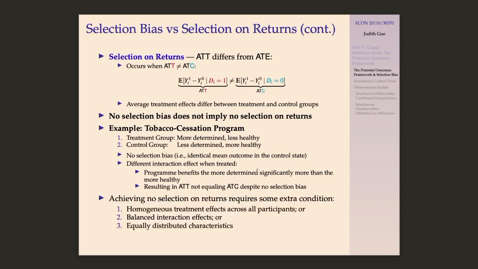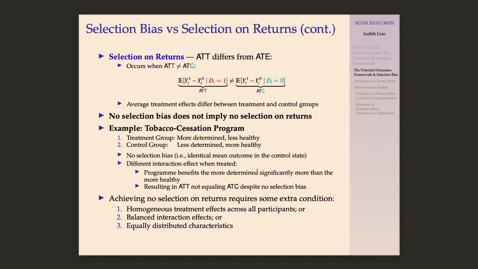So in order to achieve no selection on returns, we need some extra conditions. The first one is that we have homogeneity. The treatment effect is the same for everyone in the population. That will naturally imply the ATC, the ATT, and the ATE are all the same. The treatment effect for any subgroup would be the same.